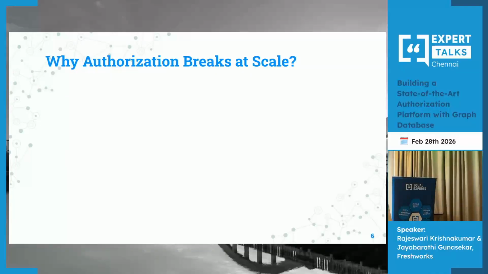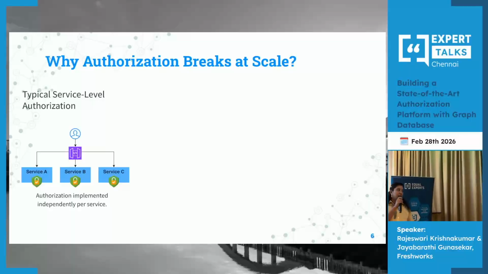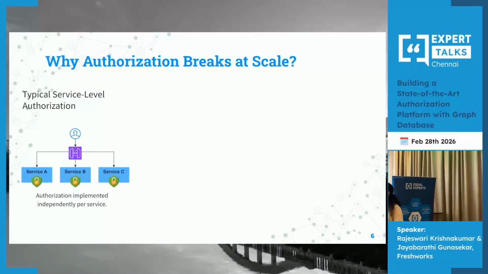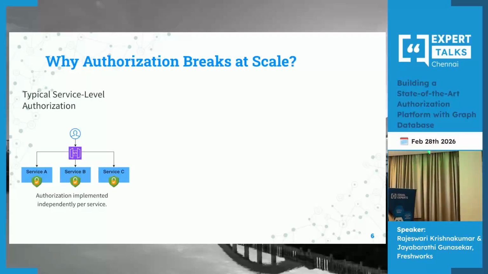Let's also see why authorization breaks at scale. Okay. So let's say this is a typical service level authorization. There is a user, he makes some requests, and it goes through your API gateway. You have, let's say, three services, right? All your three services have their own authorization implemented independently inside each of these services. Do you think this will scale?